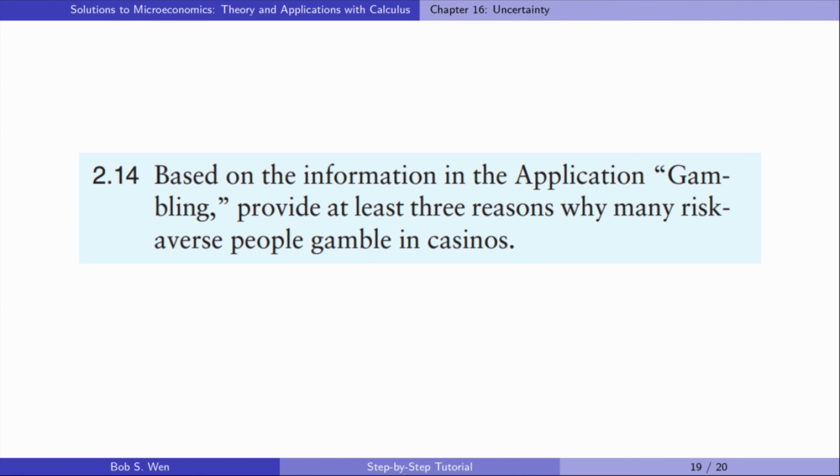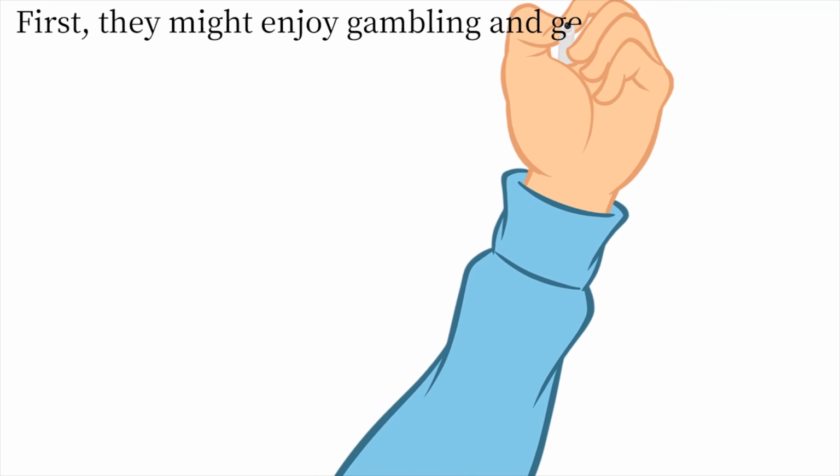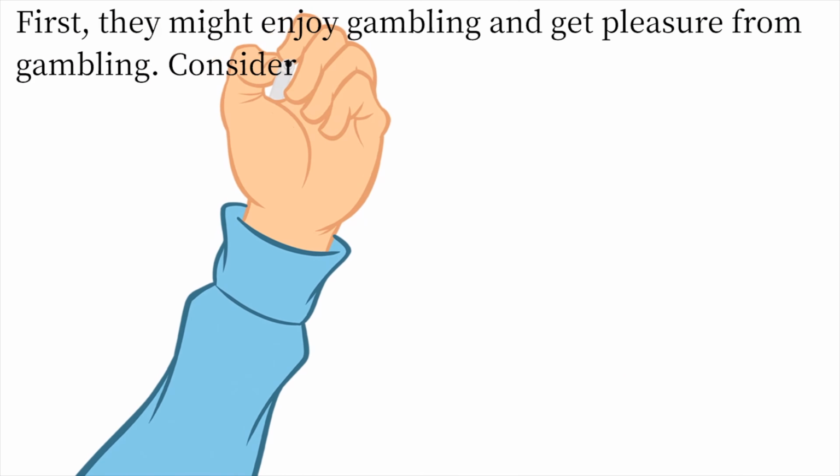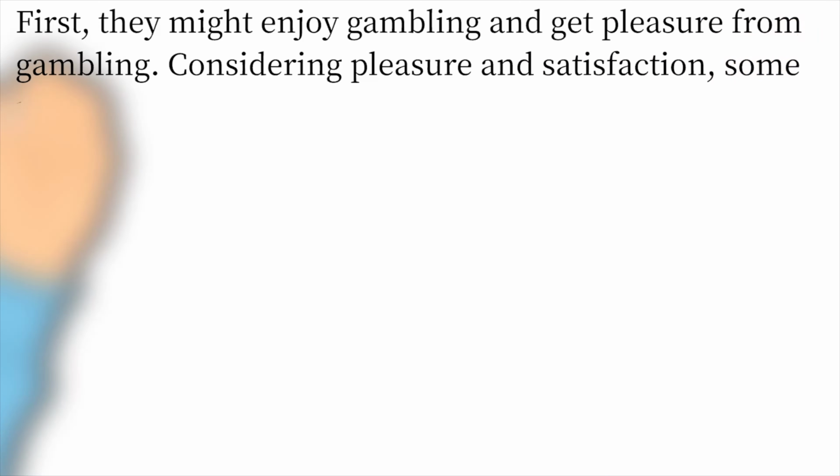Let's address exercise 2.14. Based on the information in the application on gambling, provide at least 3 reasons why many risk-averse people gamble in casinos. First, they might enjoy gambling and get pleasure from gambling. Considering pleasure and satisfaction, some risk-averse people will take the risk.